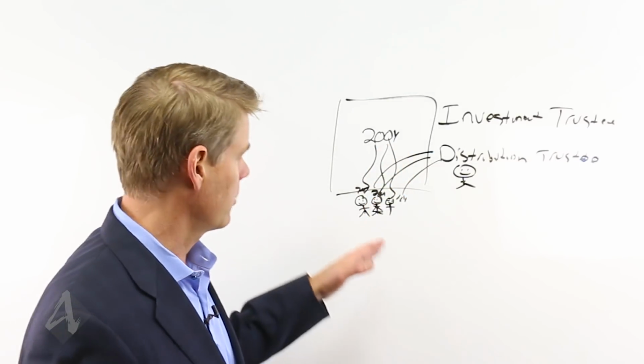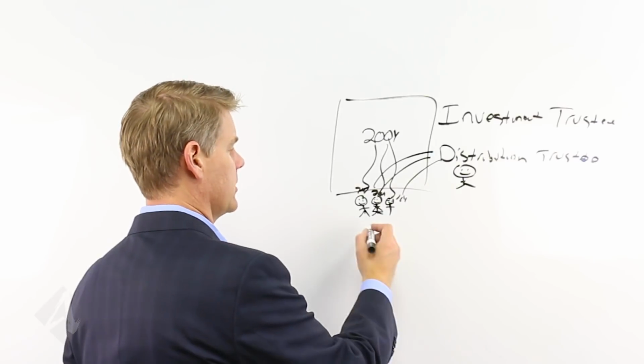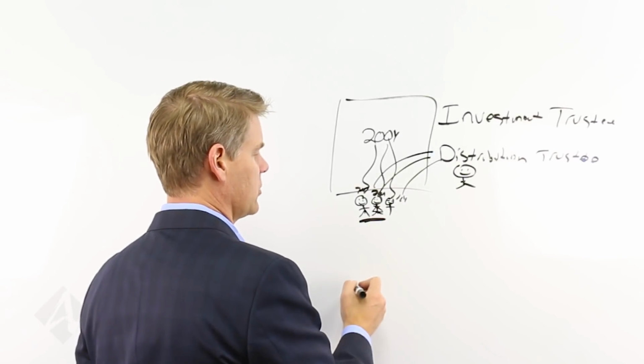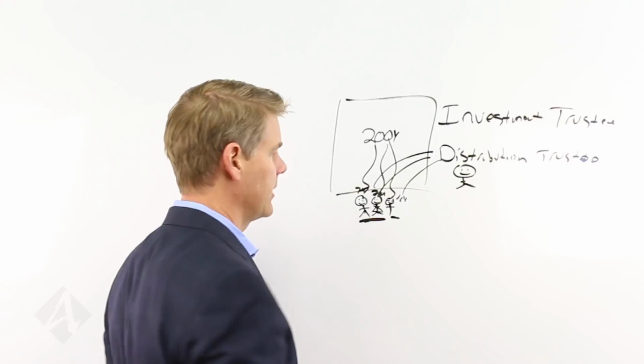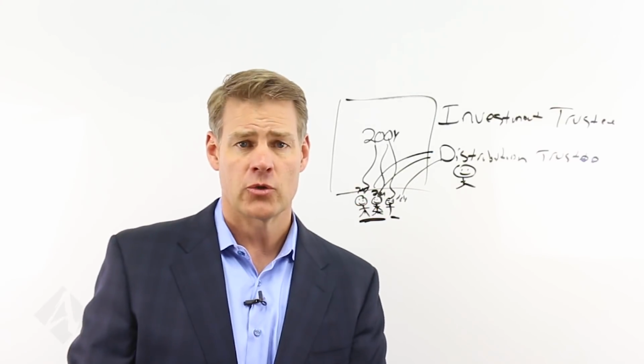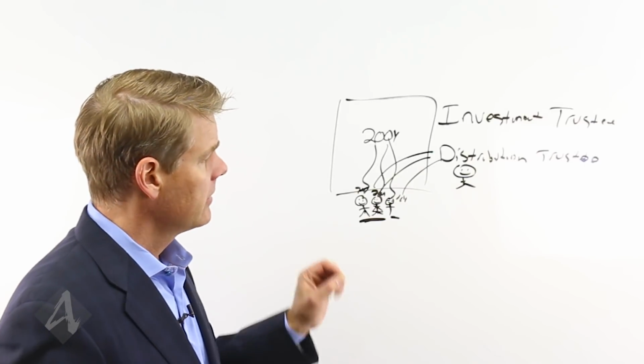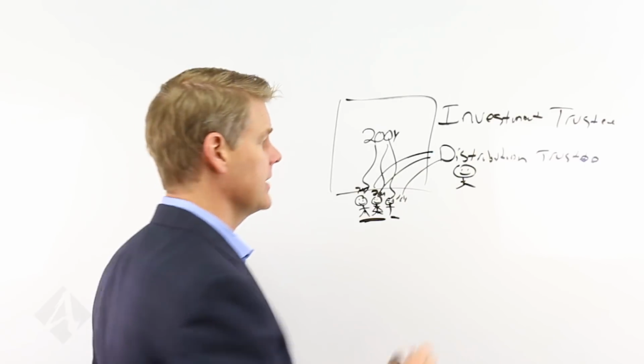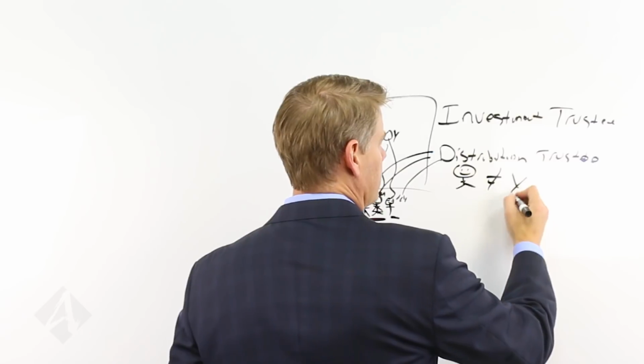Or we could structure it where the distribution trustee should put a primary emphasis on these two individuals, this one not so much. This one only gets paid when these two aren't getting paid. There's different ways you can structure this. Now, the distribution trustee is not you. It cannot be you. All right?